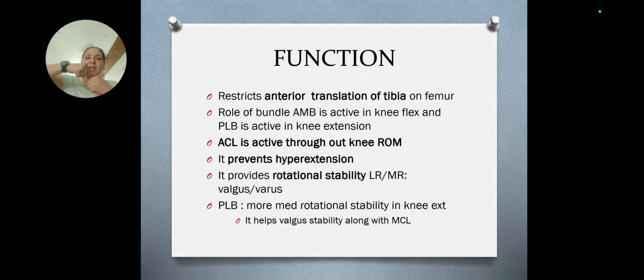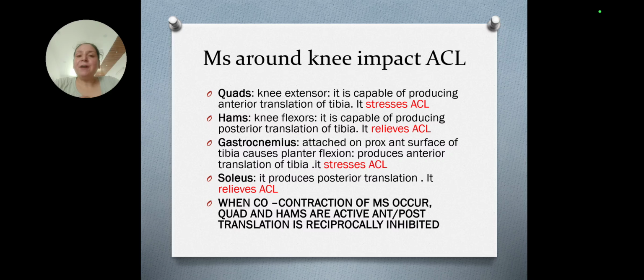But if we see specifically, the anterior medial bundle is active in knee flexion, and the posterolateral bundle in knee extension. So it also prevents hyperextension of the knee. It also prevents medial rotation. Rotational stability is given, which is controlled by the posterolateral bundle. It controls the valgus stress along with the medial collateral ligament, and during knee extension it controls the medial rotation. There are muscles around the knee which can impact the anterior cruciate ligament.